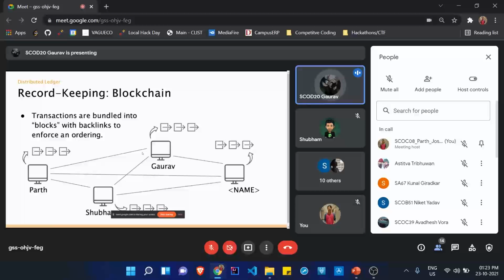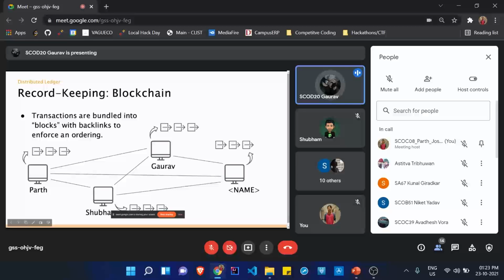So let's suppose we are considering 3 weeks for this example. Parth paid 100 rupees first, Shubham paid 200 next week, and I paid like 150 the other week. So we bundle these three transactions together and make it a block. And after that, the upcoming 3 weeks we will also bundle, and then we attach these blocks as a chain. And this is basically how we store the transactions.